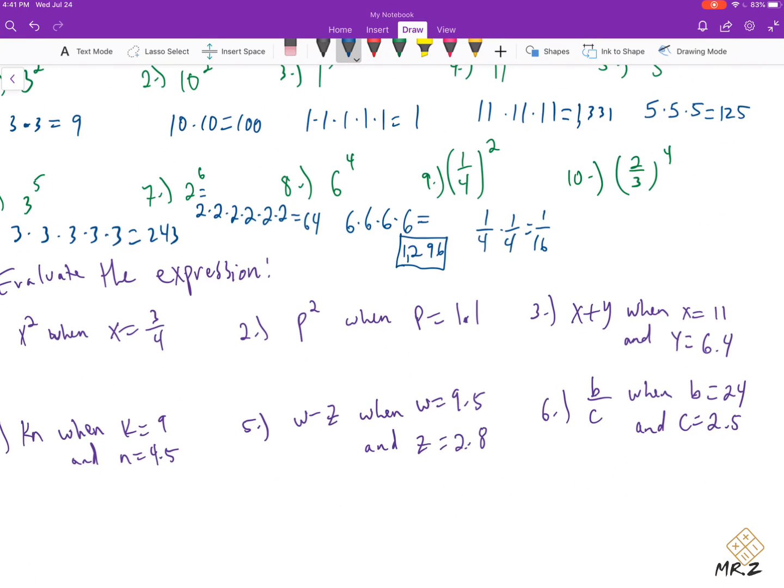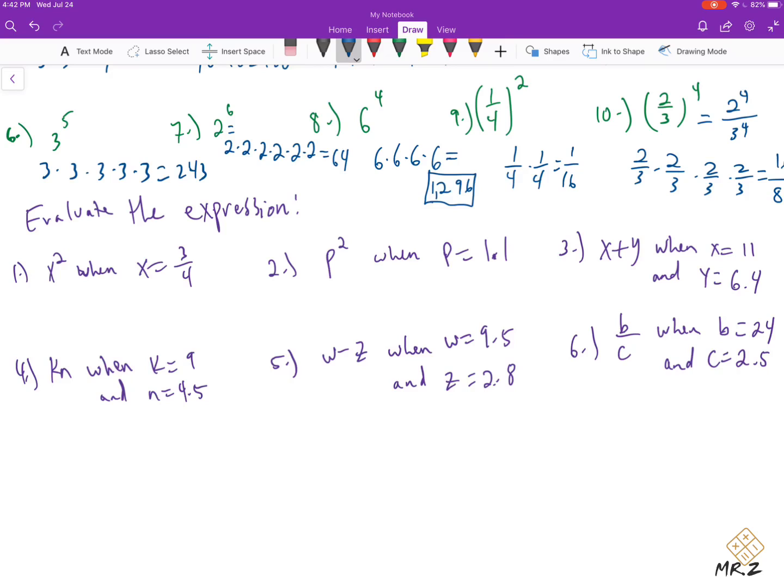All right. 2/3 to the power of 4 is 2/3 times 2/3 times 2/3 times 2/3. Another way you could look at it is 2 to the 4th over 3 to the 4th. So you can multiply the top, the 2, by itself 4 times. 2 times 2 is 4. 4 times 2 is 8, and 8 times 2 is 16. 3 times 3 is 9. 9 times 3 is 27. 27 times 3 is 81.